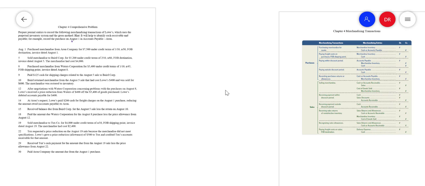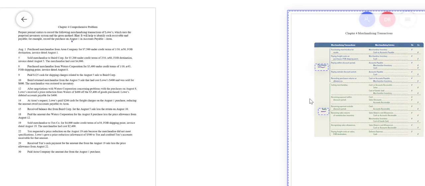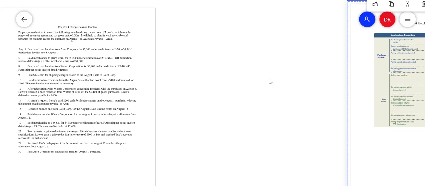So these are the journal entries. And what we have to do here is decide, are they purchasing or are they selling? So if they're purchasing, they're going to come into this category here. It's going to be one of these journal entries. If they're selling, it's going to be one of these entries. And they're going to be mixed up. So we're going to have some back and forth between purchasing and selling.